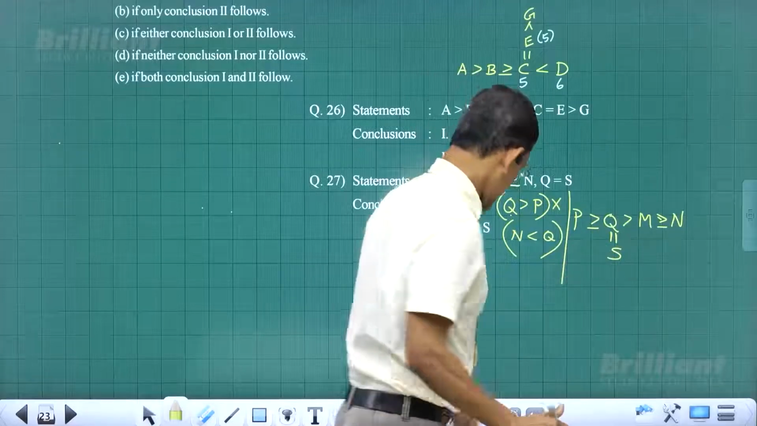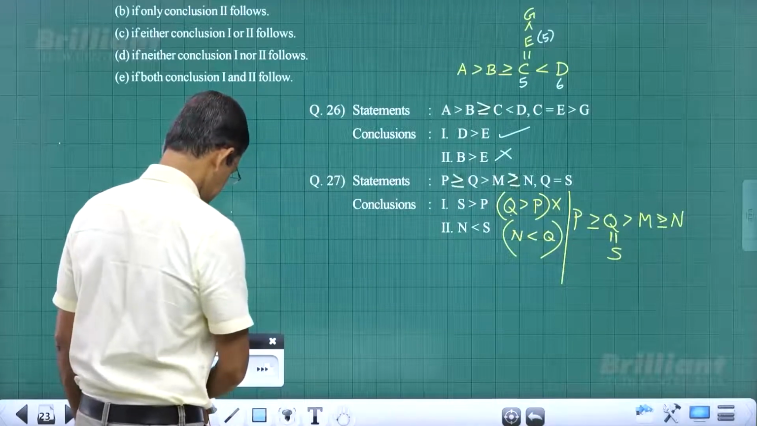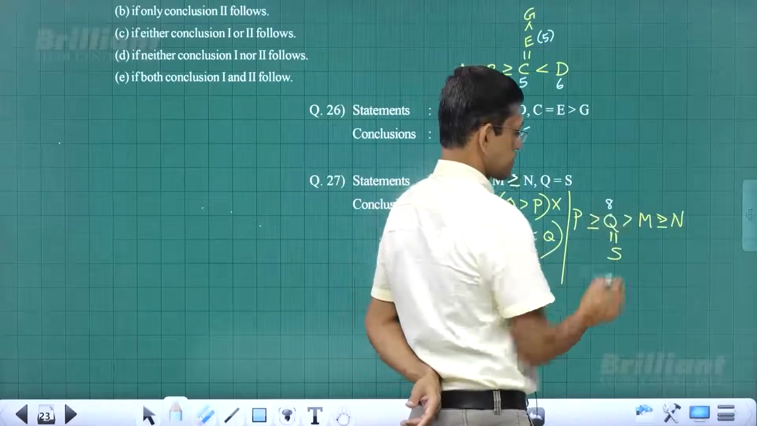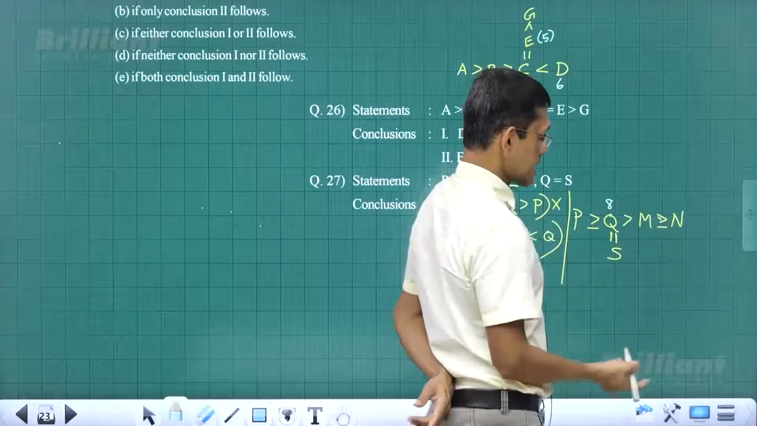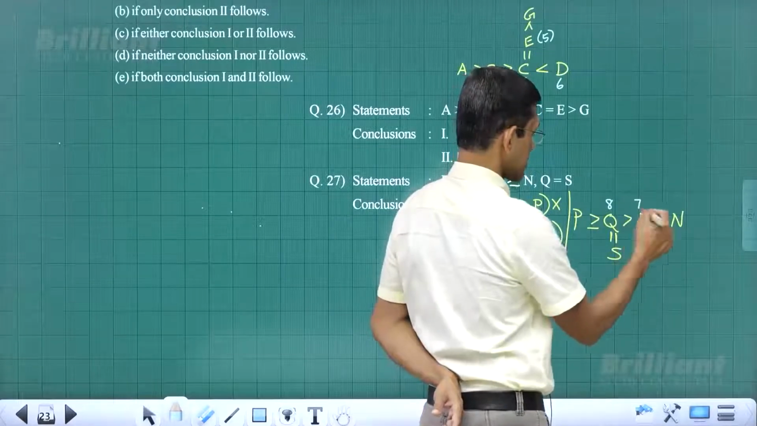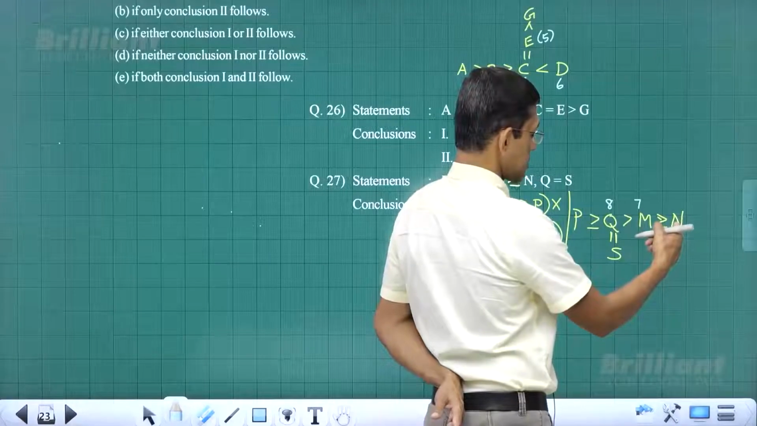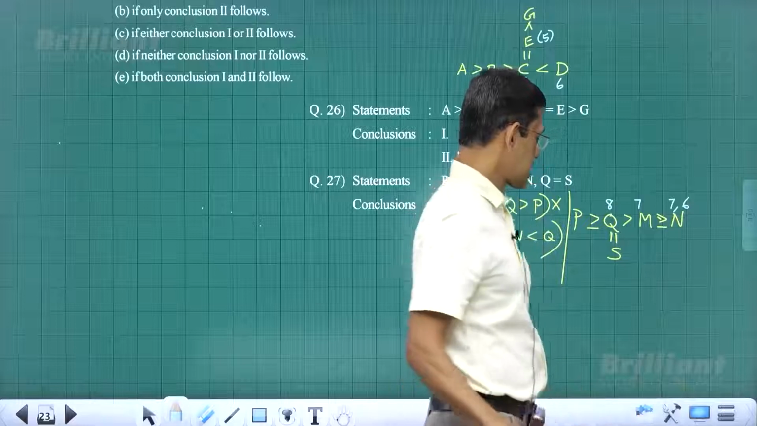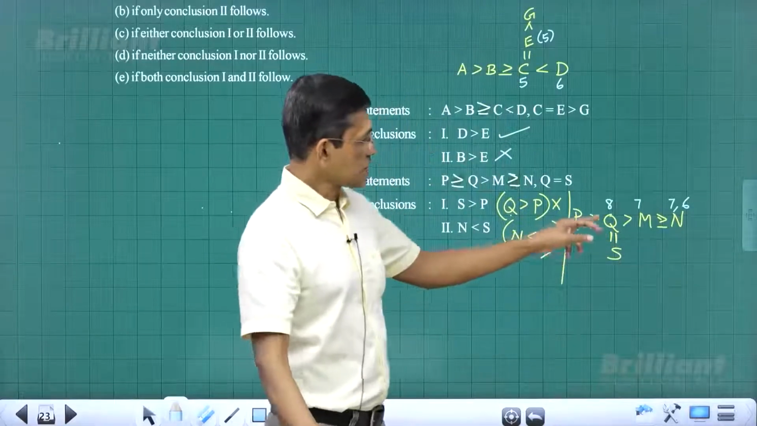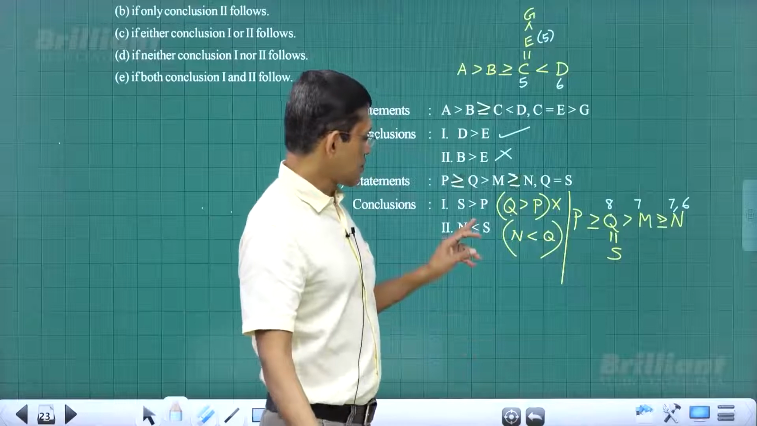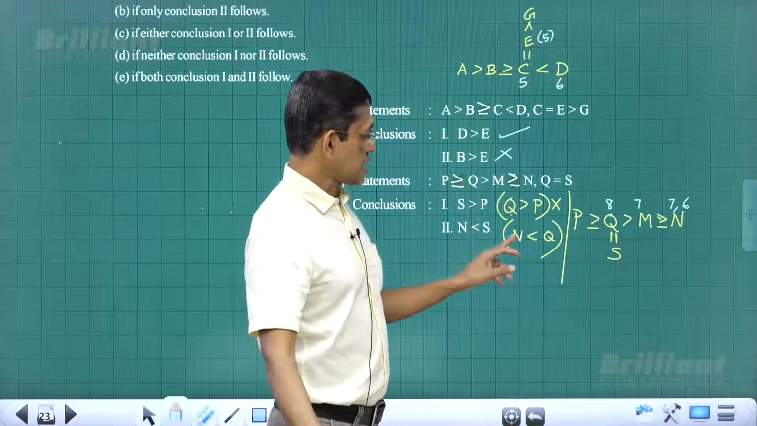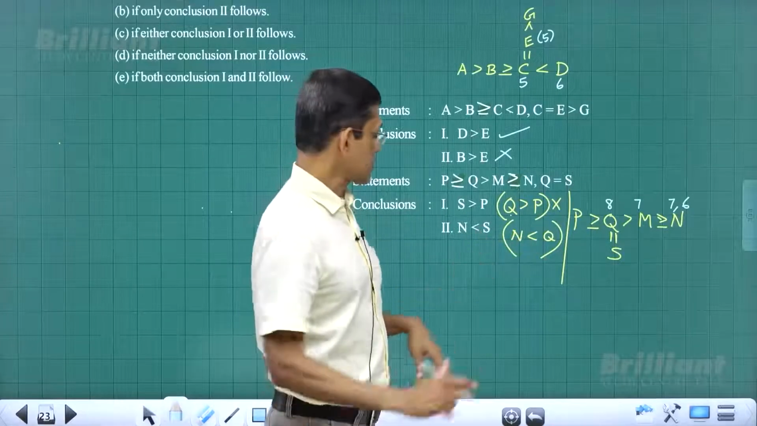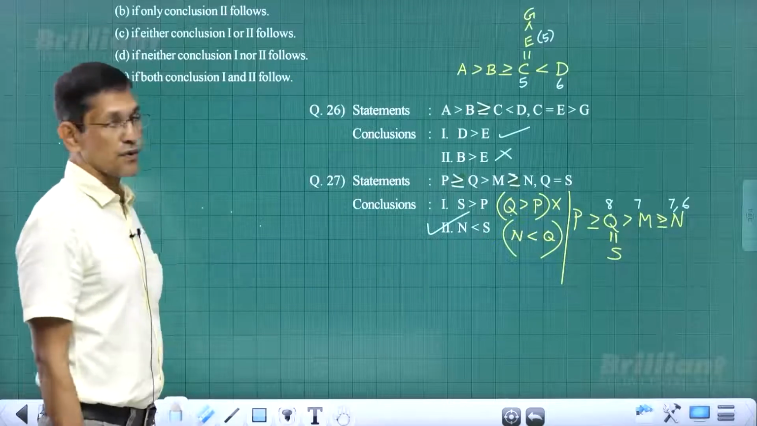And of course, we know that if we give some values for those letters, let's say Q is 8. Then M is always less than Q, right? So it could be 7 or 6 or whatever it is. And N could be what? Either less than or equal to. So it could be 7 or 6 or all those possibilities. So in this case, we can see that Q is always greater than N. So N is always less than Q. If N is always less than Q, N is always less than S. So this is correct. So that conclusion follows.